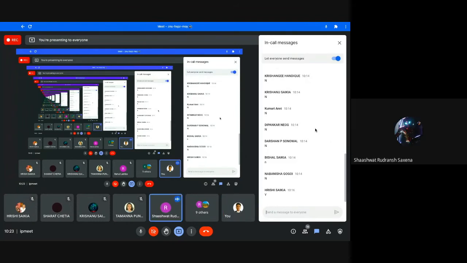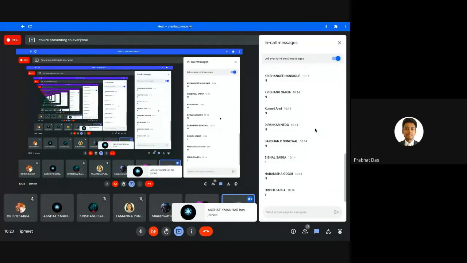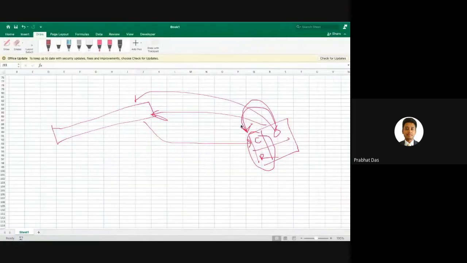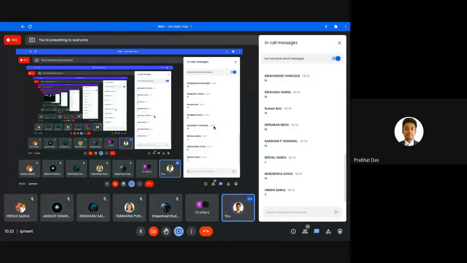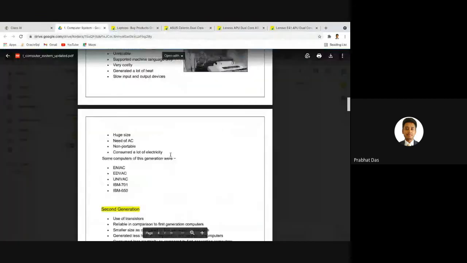Excuse me, sir. Yes, Shashwat. Sir, my laptop is showing 3 cache memory. How is that possible? Sir, my laptop is showing 3 cache memory, L1, L2, L3. Yes, exactly. There are multiple levels of cache: L1, L2, L3 cache. The cache memory that you see over here is the L3 cache. Each and every laptop has 3 levels of cache. Nowadays, you even have 4 levels of cache: L1, L2, L3, and L4.